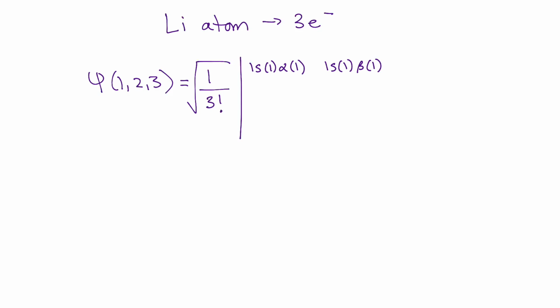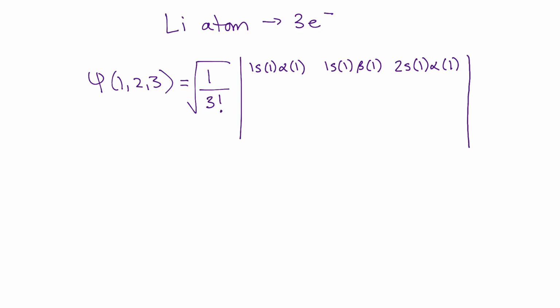Once we have 3 electrons, we need to start moving into additional orbitals. So we've done all we can do with our 1s orbital. We've put 2 electrons in there. So now we would be moving up into our next higher energy orbital, the 2s orbital. So we do 2s1, and again, convention is to start with the alpha. So we can make that the end of our determinant.